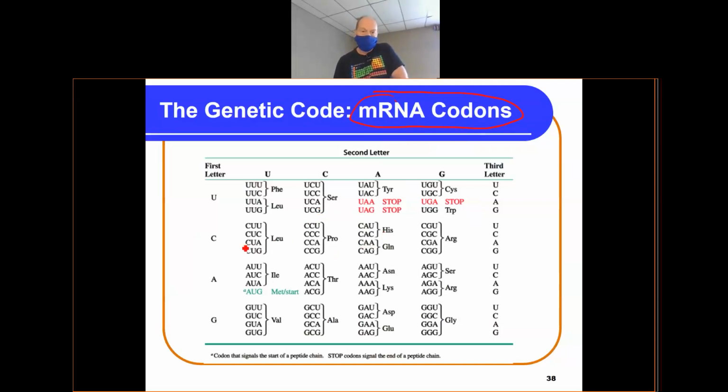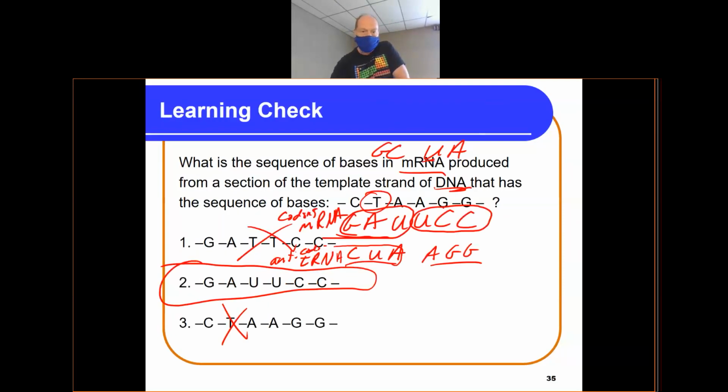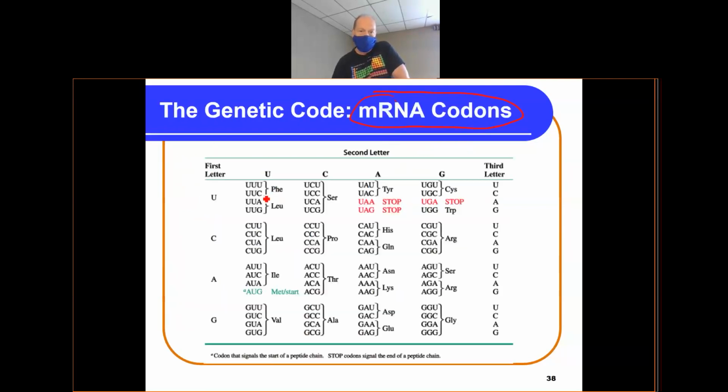So if you have your codons, let's look at GAU. Your first letter is G, your second letter is A, and so GAU is ASP. All you have to do is find the three letters. You do not have to know what ASP stands for. You just have to find ASP. That's your first amino acid.